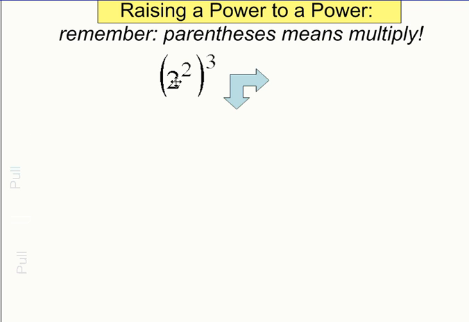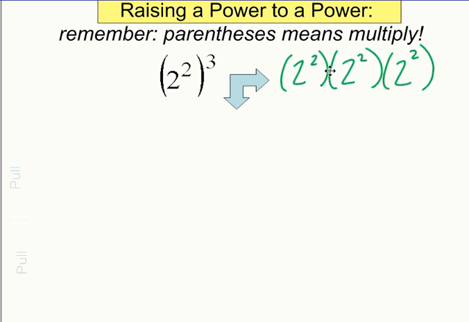Now, one last thing. I know it seems like a lot, but let's kind of go through this. This is what we call a power to a power. This is taking it a little bit further. So think about what it's saying. Parentheses means to multiply. So here I have 2 squared 3 times. Let's do that. 2 squared 3 times.